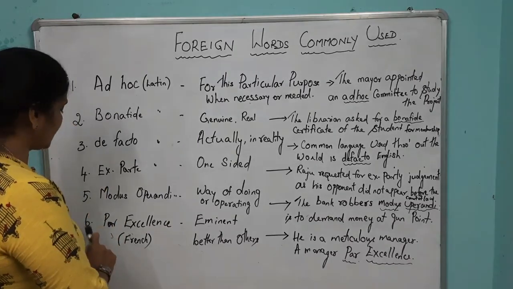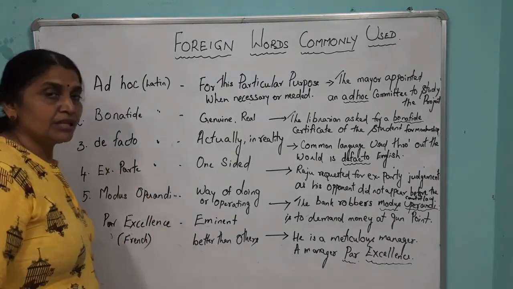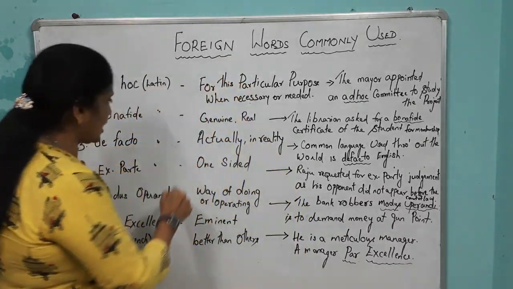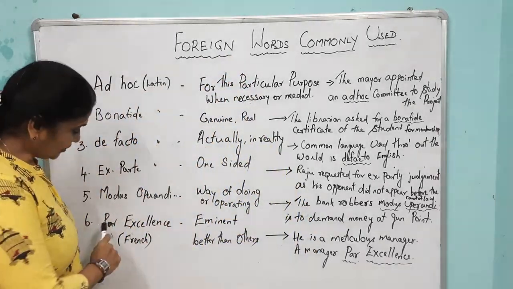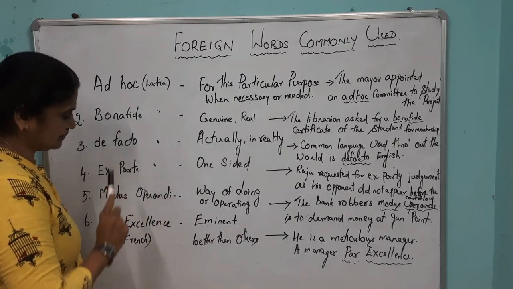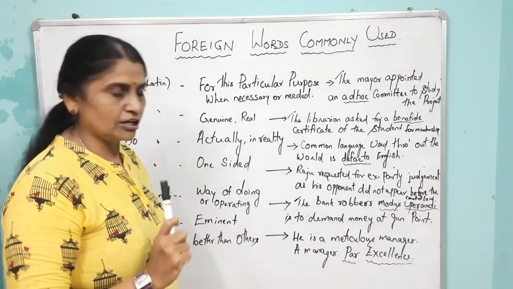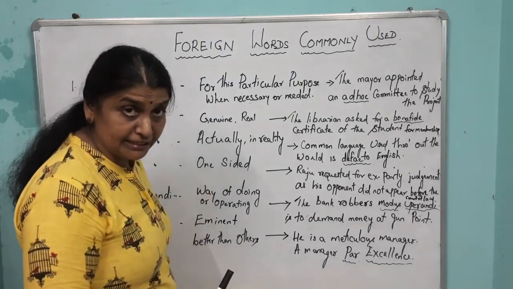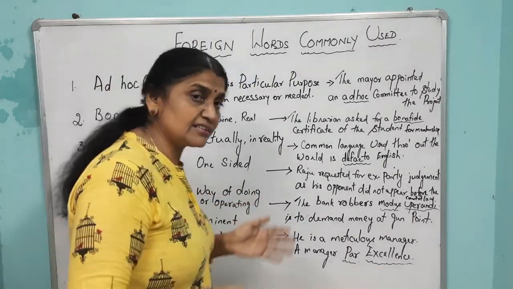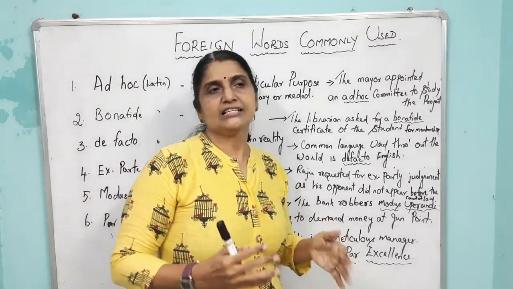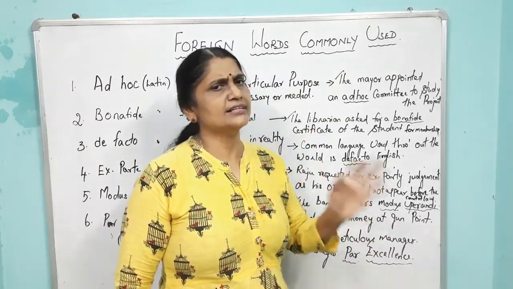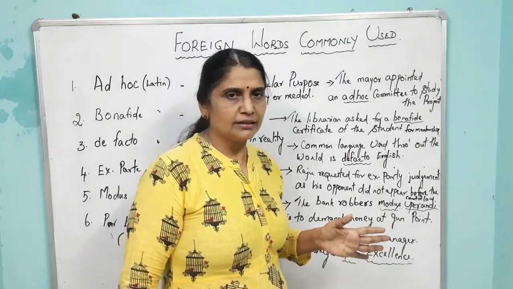The next word is par excellence. Par excellence is a French word. The first 5 words are from the Latin language. This word, par excellence, is a French word or phrase. What is the meaning of par excellence? Eminent, or he is better than others. When somebody is doing well in some field, you say he is par excellence. That means he is excellent. He is very good. Able to understand?